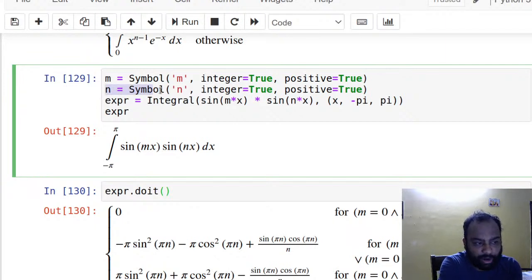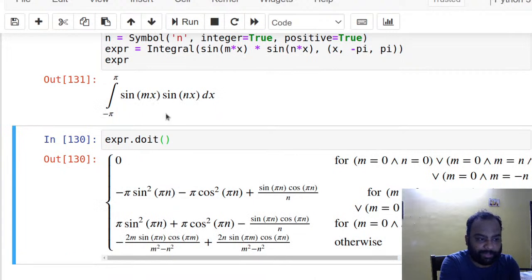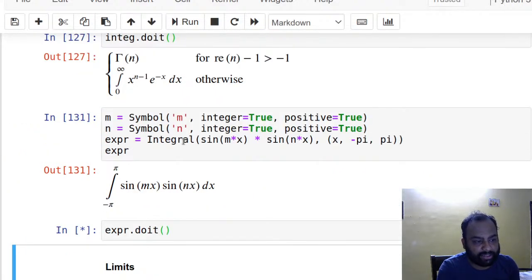I'm doing the same thing for n. I'm saying n is a natural number. So now I'm letting SymPy know that m and n are not just some symbols, but they are natural numbers, essentially positive integers. So if I say that, the expression looks the same, but what if I now integrate this? What if I now do the integration?